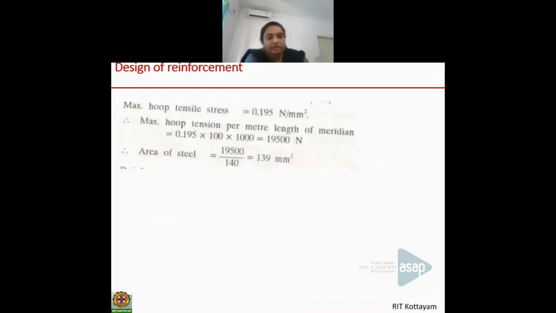Now coming to the design of reinforcement in the hoop tension side, you know that the maximum hoop tension that you got is the minus value from the table which I have shown before, the 0.195 Newton per millimeter square. So just convert that into the force in Newton. So what you should do is 0.195 multiplied by the thickness, and this is taken per meter. So that is why 0.195 into the thickness 100 multiplied by 1 meter, you'll get the force. And that force divided by the permissible stress will give you the area.